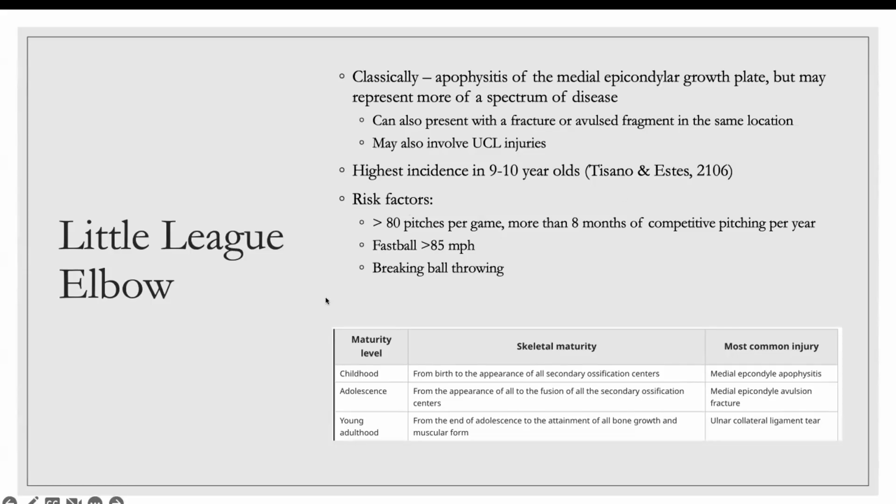And at the bottom here, breaking down again by stage: in that early stage, the 9 to 10 year olds, we're going to think more of the apophysitis. In adolescence, there's more fusion of the ossification center, which increases the risk of avulsion fracture. And then into adulthood, our college age kids, we're going to think more about a UCL tear.